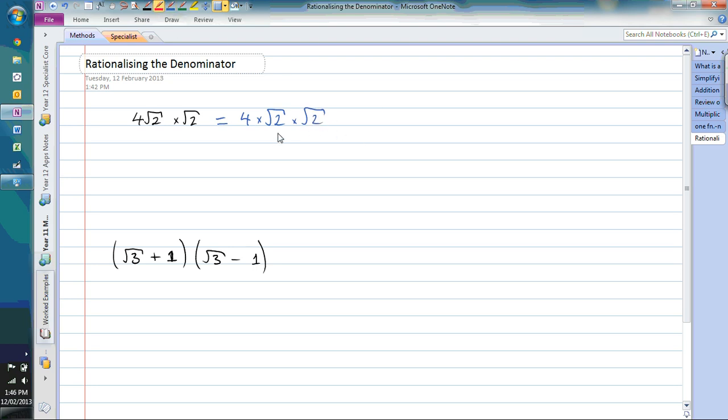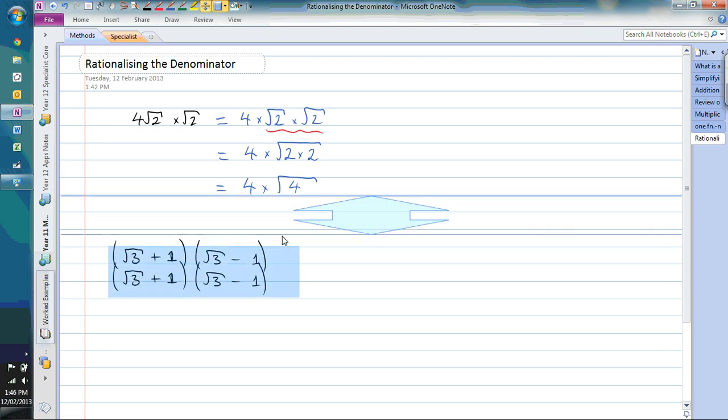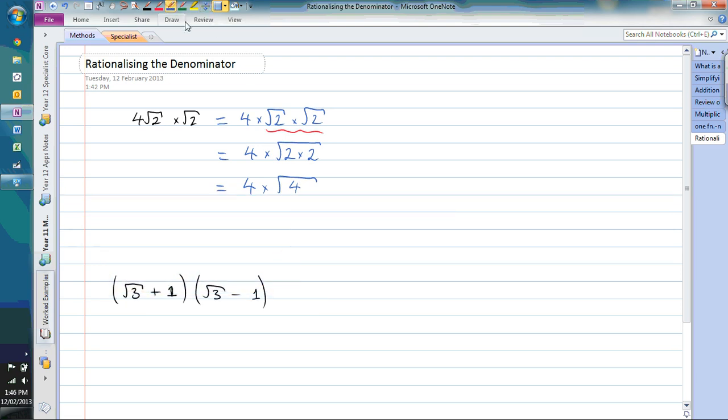And using our surd laws, we can combine these two into the same square root. Of course, 2 times 2 is 4, and I'll move this down. And we know that the square root of 4, of course, is 2, and 4 times 2 is just 8.